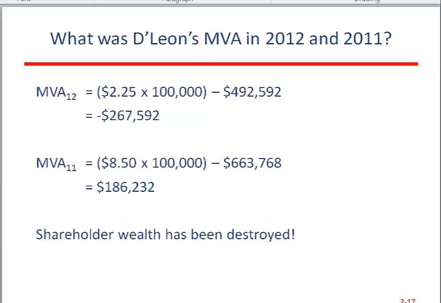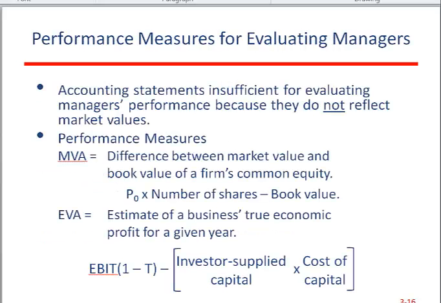Going on to the next slide, we actually have a little bit of a calculation. So this is market value in 11, market value in 12, and it shows in this case we have a substantial market value loss. Shareholder wealth has been destroyed, so whatever changes took place over that year were bad for the shareholder and were just bad overall. Let's go back to EVA.